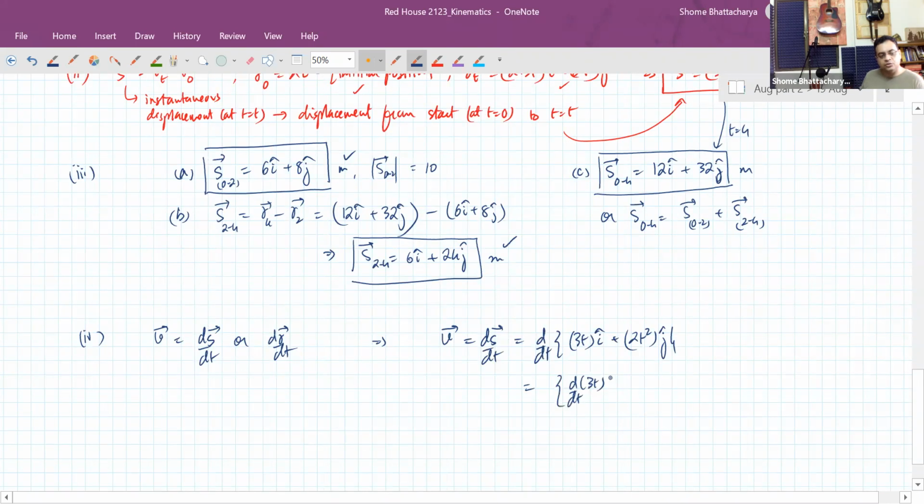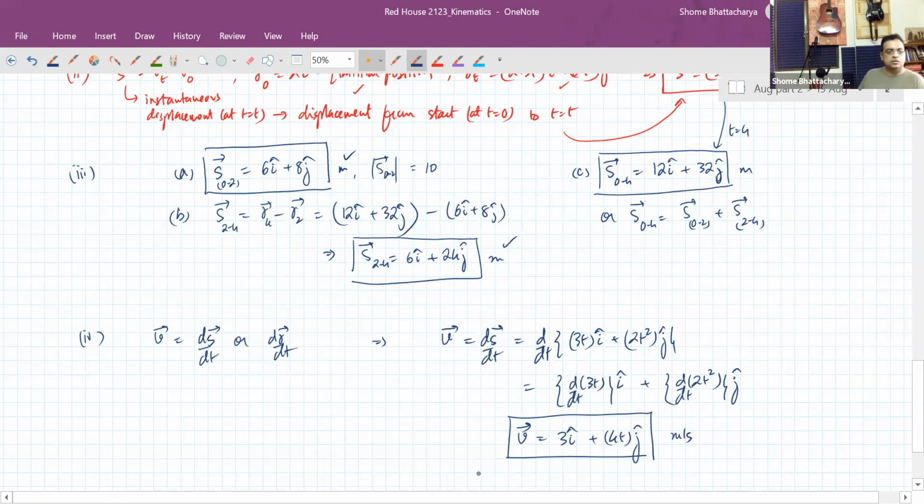So you take the differentiation operator inside, so it becomes differentiation of 3t, the whole thing into the constant unit vector i cap, plus again differentiation of 2t square, but that whole thing gets multiplied with the unit vector j cap. So i cap and j cap are treated like constants. So this becomes 3 i cap plus 4t j cap. So this is our instantaneous velocity as a function of time. And it will be in SI units because position and time were in SI units.